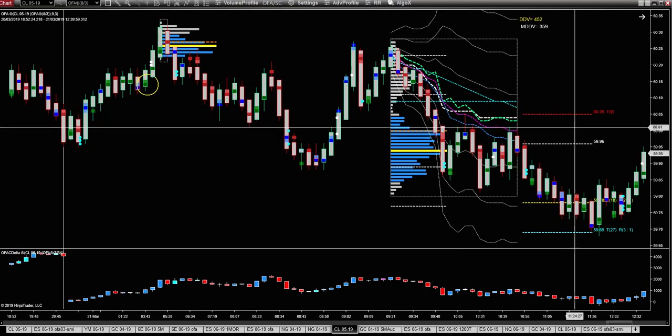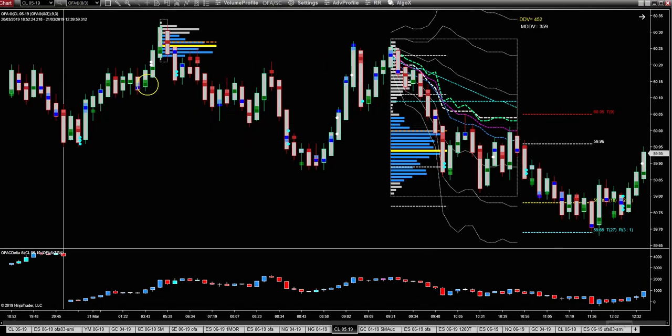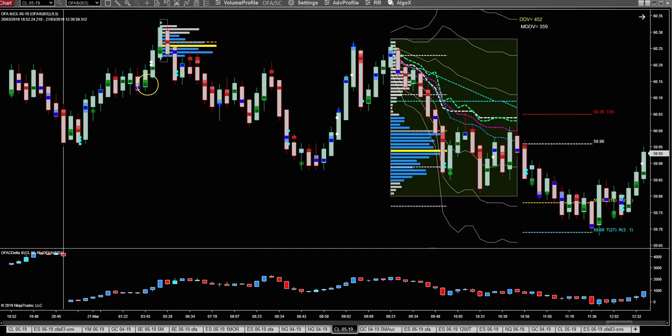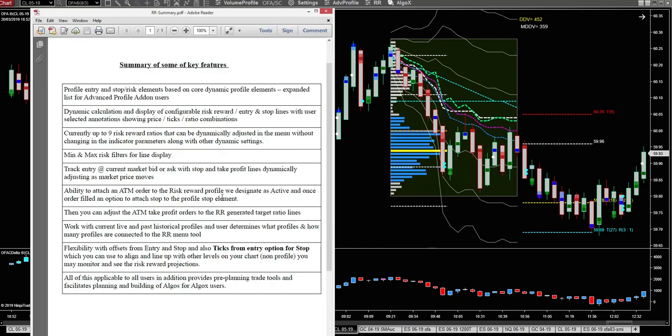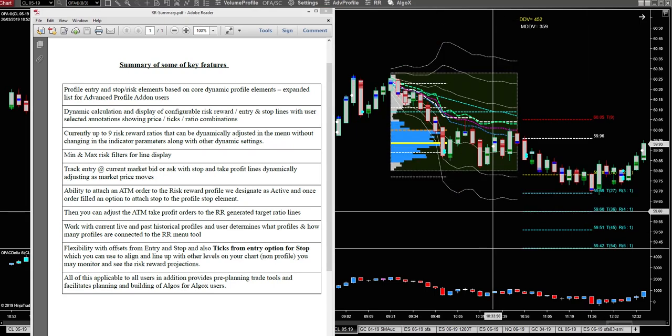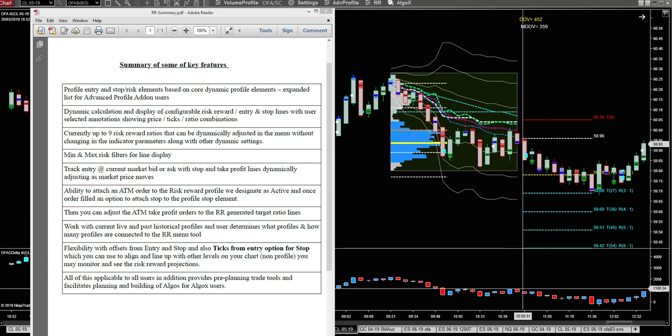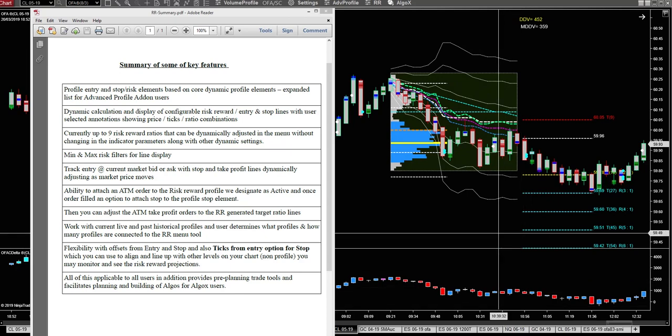So in making this active, you can then attach the order to the entry, and once the entry is filled, you also have the option to attach your stop to the actual risk reward profile stop entry. So once your order has been filled, you can then adjust ATM generated take profit orders to align with the risk reward generated ratio lines that fit your risk profile for this trade.